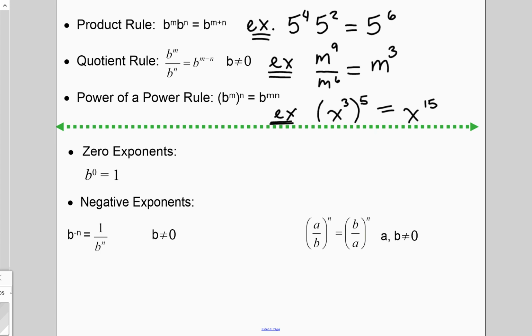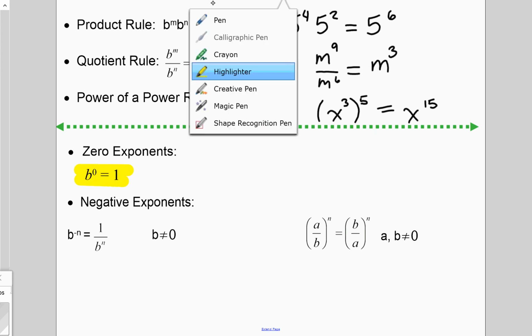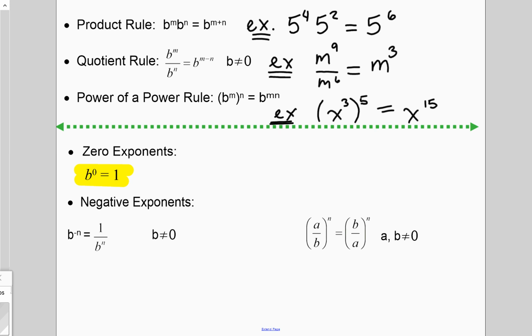This next statement here, you may remember learning this, or you might know about this already, is that anything raised to the power of 0 simplifies, or the answer is 1.